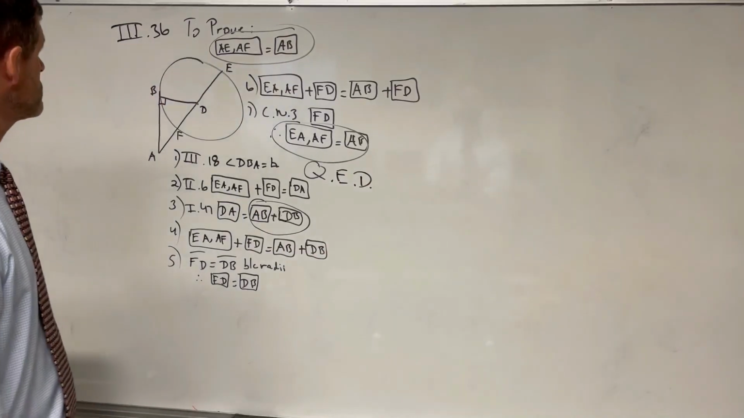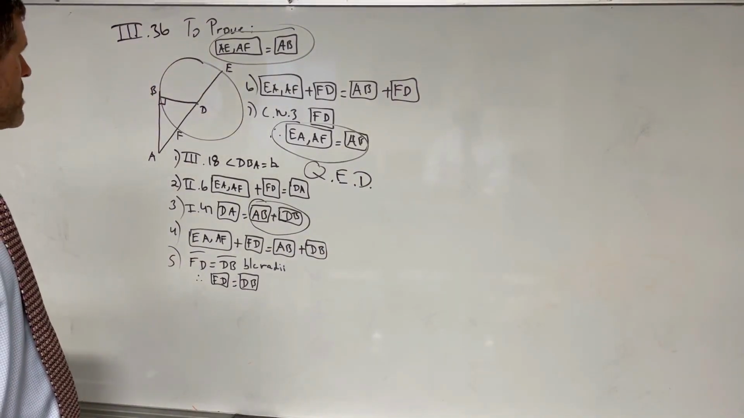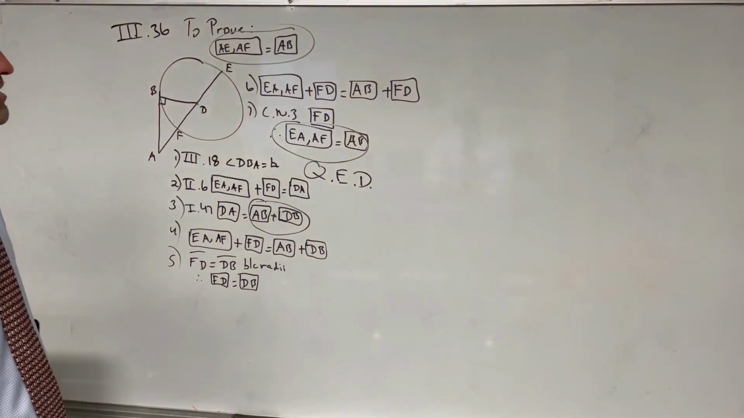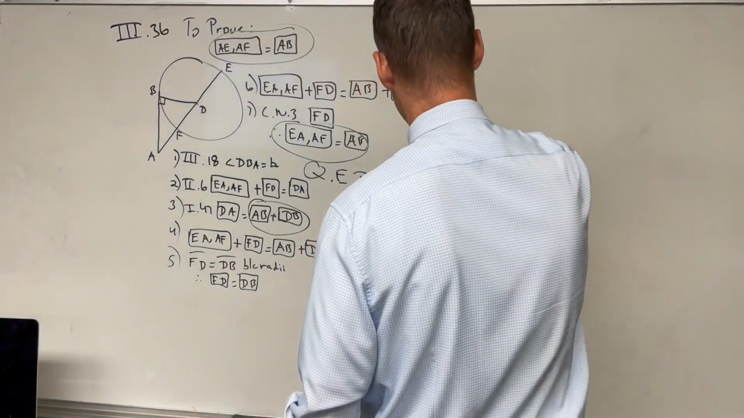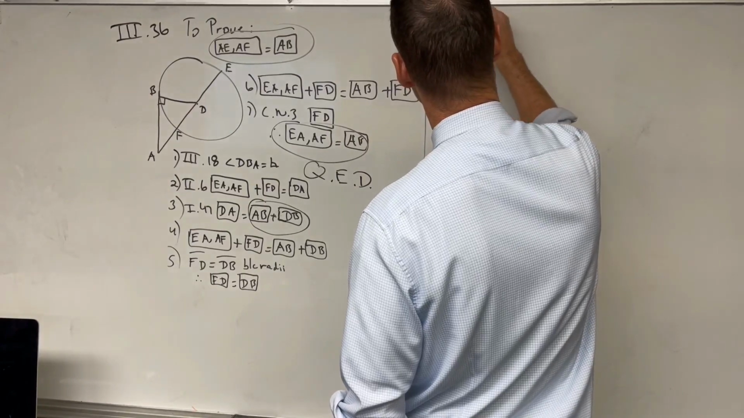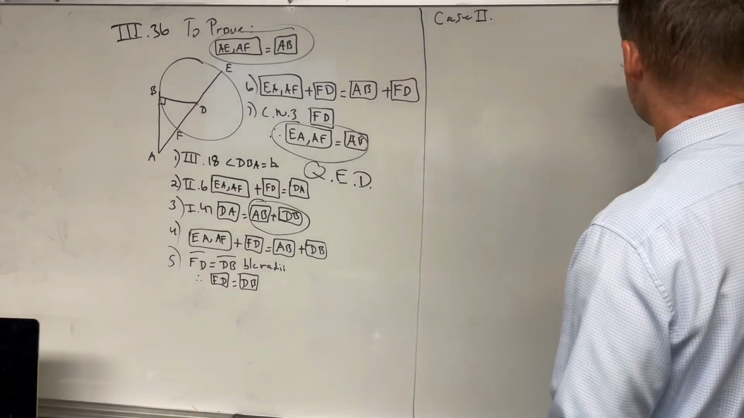And that ends case 1 of this problem. Now, case 2, we're going to make it such that the straight line cutting the circle does not cut it through the center. So case 2. And we'll draw our circle.